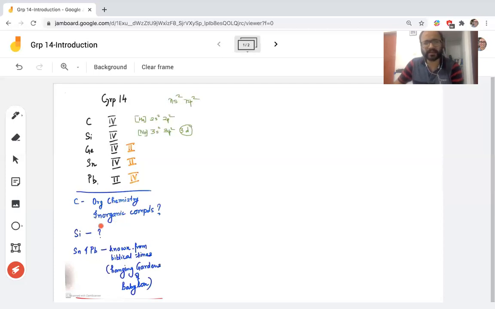Apart from that, another element very widespread in nature is silicon. Silicon, you will usually find in the form of silica, that is your sand, which is nothing but SiO2. Silicon you will find otherwise also in this form. They are used in cement, ceramics, bricks, and glasses, which are basically silica only.